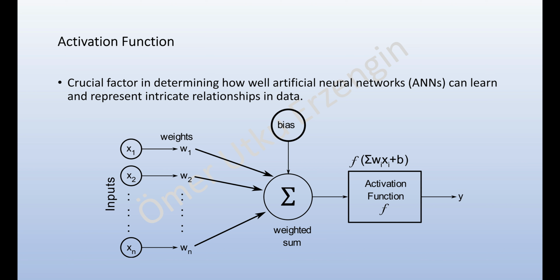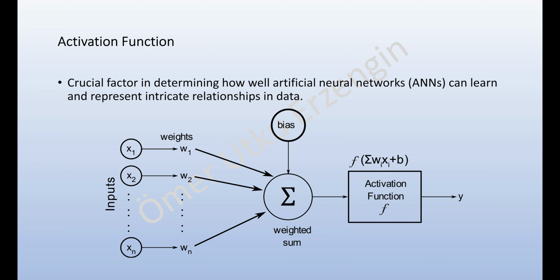During the training process, these weights are adjusted to optimize the network's performance. Summation function. The weighted inputs are summed together. This process involves multiplying each input by its corresponding weight and then adding up these products. Mathematically, this can be represented as the dot product of the input vector and weight vector.